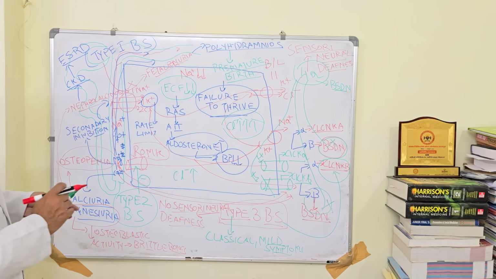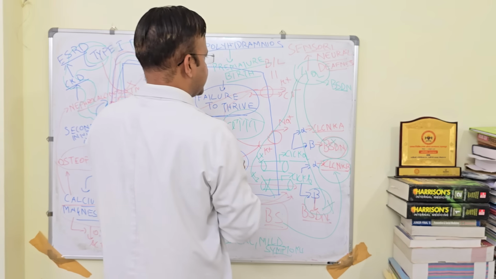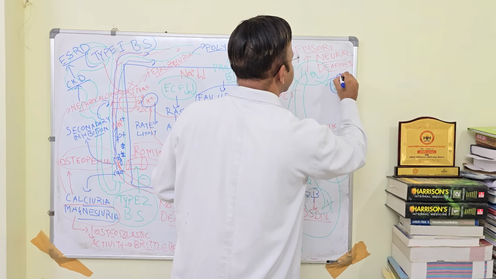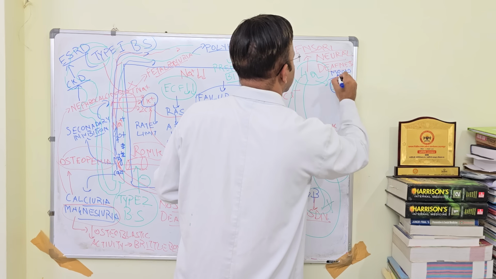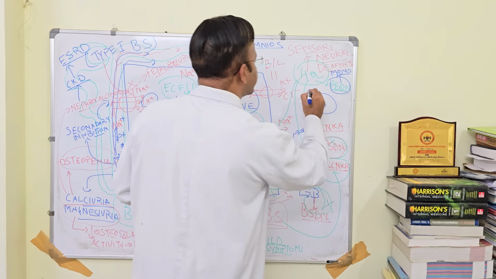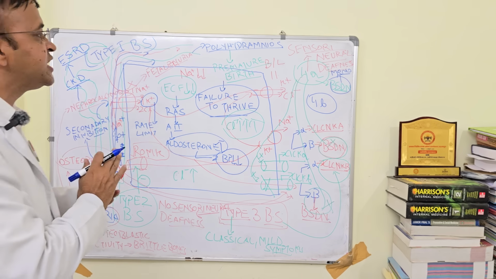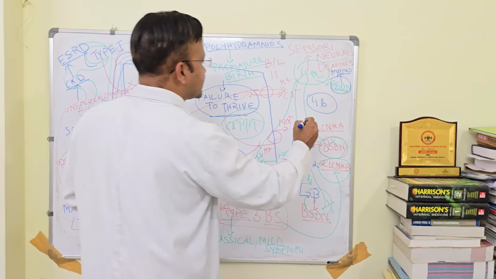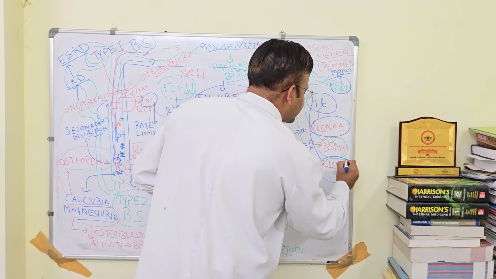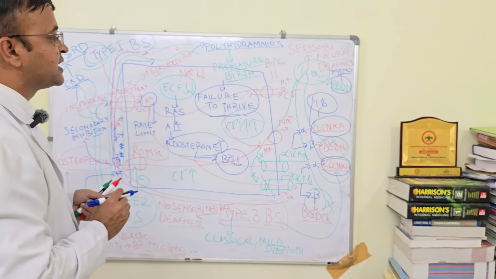So what goes wrong in type 4B? Type 4A is monogenic, right? Only one mutation is there. But type 4B is bigenic. If I write 4B, two genes are required to get mutated to get type 4B Bartter syndrome. Now what are those two genes which are required to get mutated? Both CLC-NKA and CLC-NKB need to get mutated at the same time for you to get type 4B Bartter syndrome.